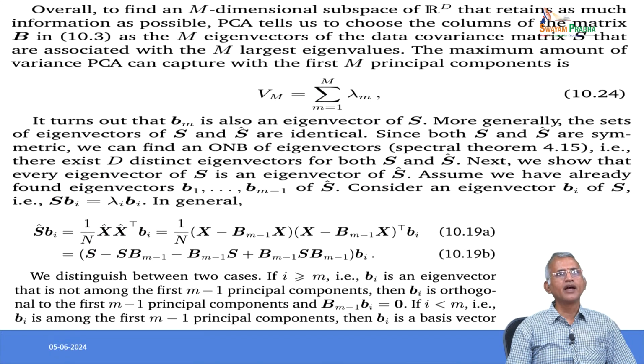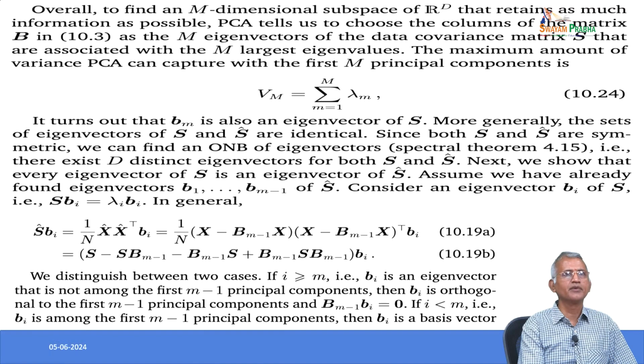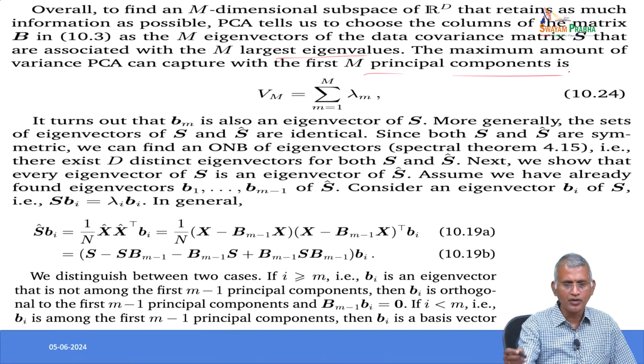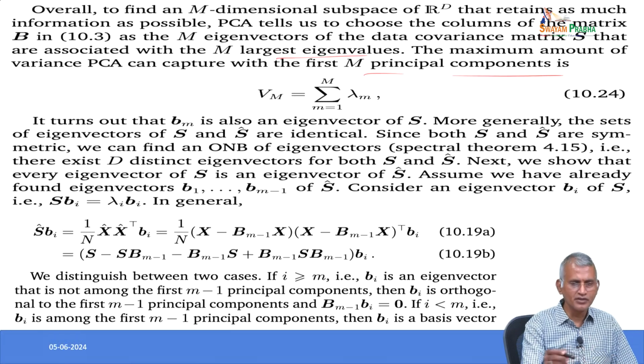So, overall, to find an m-dimensional subspace of R^d that retains as much information as possible, PCA tells us to choose the columns of the matrix B as the m eigenvectors of the data covariance matrix S that are associated with the m largest eigenvalues. So, the maximum amount of variance PCA can capture with the first m principal components is V_m equal to the summation m equal to 1 to M of lambda_m. It turns out that b_m is also an eigenvector of S. More generally, the sets of eigenvectors of S and S bar are identical. Since both S and S bar are symmetric, we can find an ONB of eigenvectors using the spectral theorem.